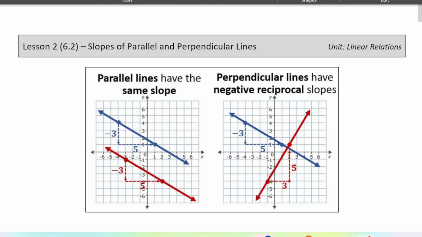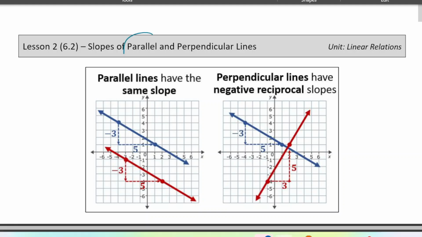This is lesson 2 of chapter 6 and section 6.2 in your textbook. We're doing slopes of parallel and perpendicular lines today. Let's just talk about these words first if you don't know what they are.